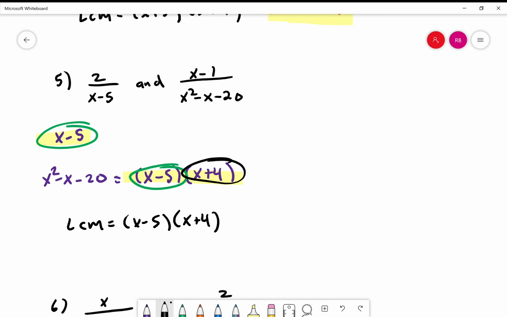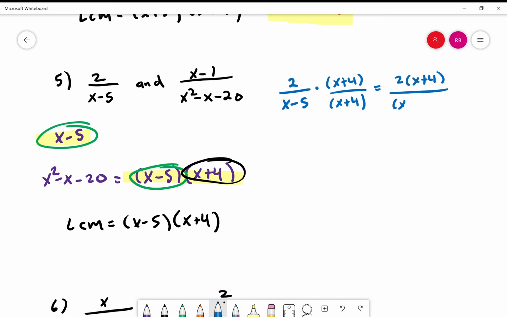So remember, our denominators have to match the LCM. So we have x minus 5. We're missing x plus 4. So we have to multiply by x plus 4. X plus 4. So we get 2x plus 4 divided by x minus 5 times x plus 4. Remember, only simplify the numerator. So distribute that 2. You get 2x plus 8 divided by your denominator.